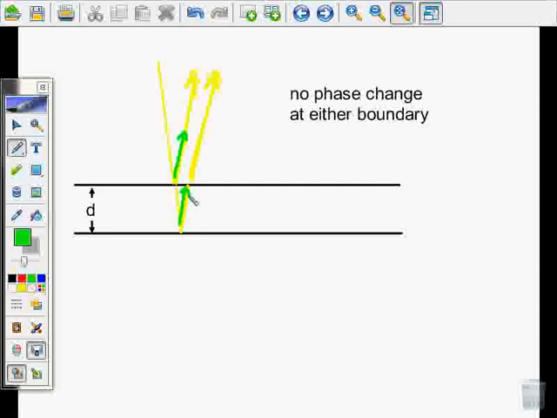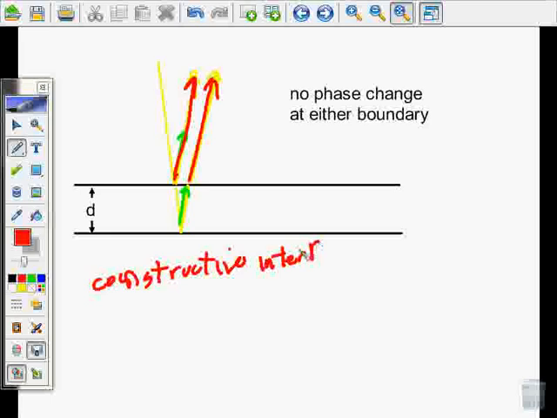So, my question to you is, if we want these two light rays, this one and this one, to have constructive interference, the extra distance that this light wave has to travel, which is down and back, that's the extra distance that this guy here has to travel before it reunites with that guy right there.